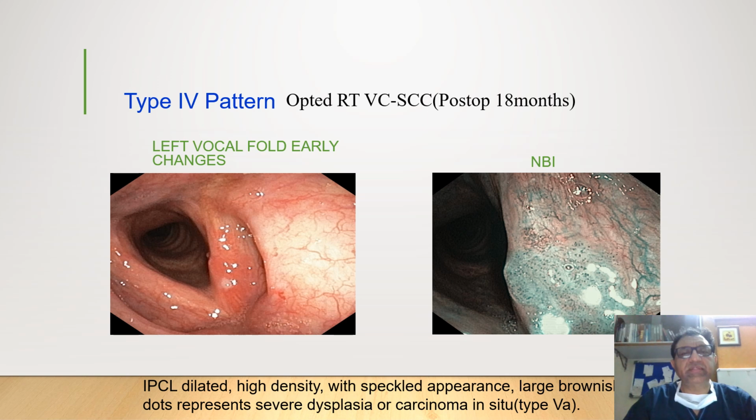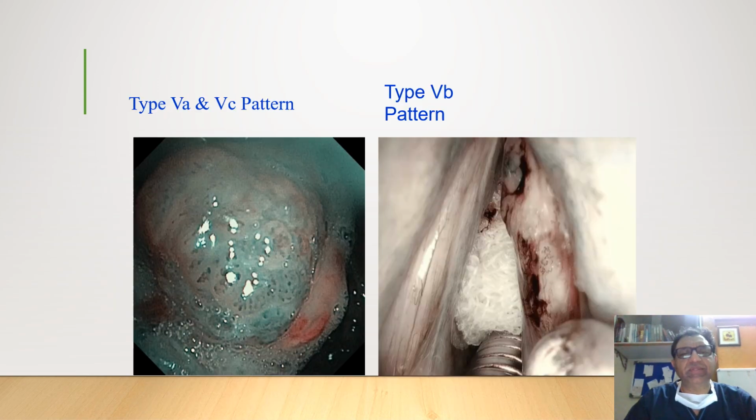Type 4 pattern is again the same type, interpapillary capillary loops showing a high density with a speckled look. So if you see this lesion on white light endoscopy, it doesn't show any of the characteristics, but here you can see the small brown dots, which are indicative of moderate to severe dysplasia.